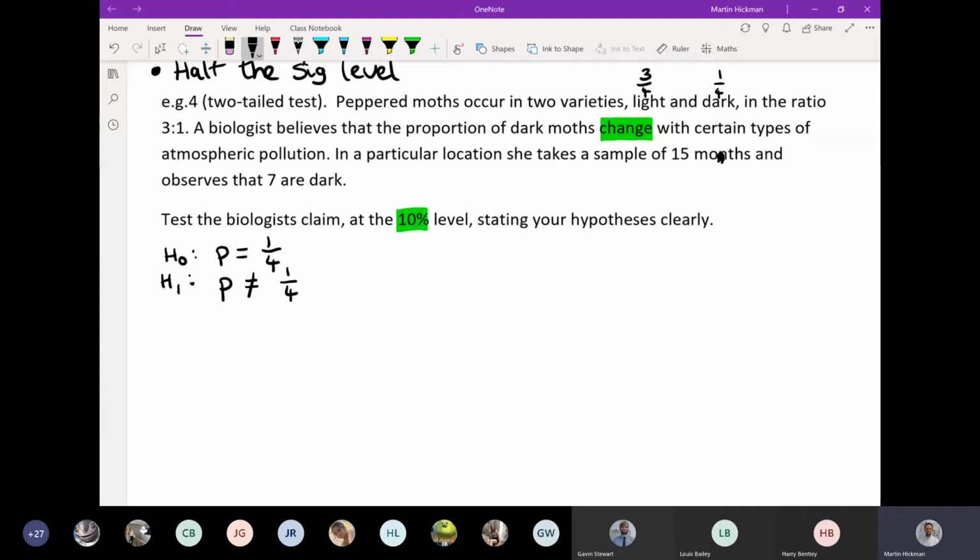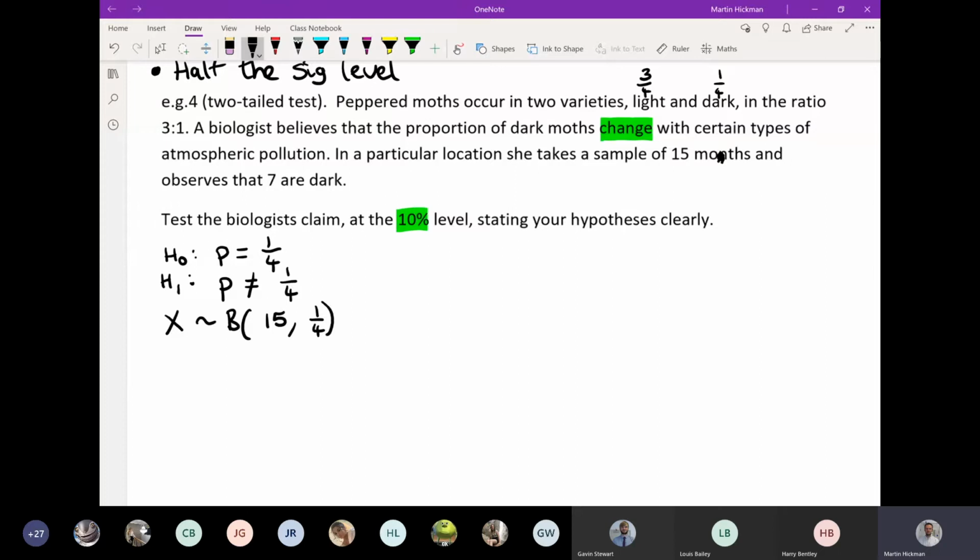Okay, so it does not equal 1/4 rather than greater than, less than, which is what we did in Tuesday's lesson. We write our distribution, so it's binomially distributed. Remember, if a question asks you for reasons, make sure you give as many reasons as you can. So things such as there's a fixed number of trials, fixed probability of success or failure, and the probabilities are independent. So in our sample, we take 15 and we've got a probability of 1/4.